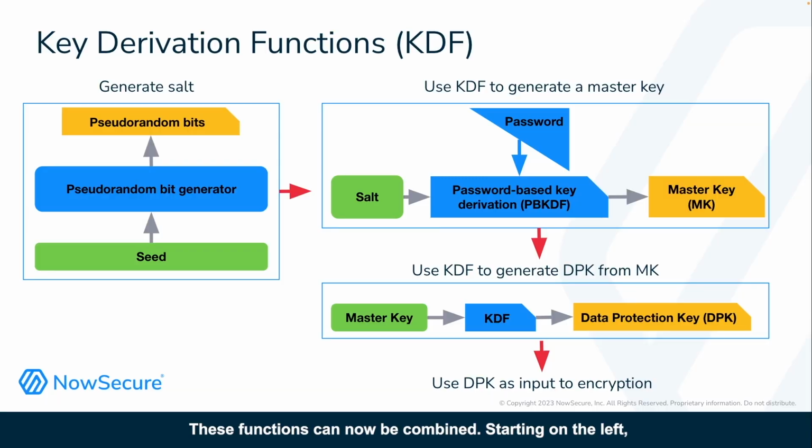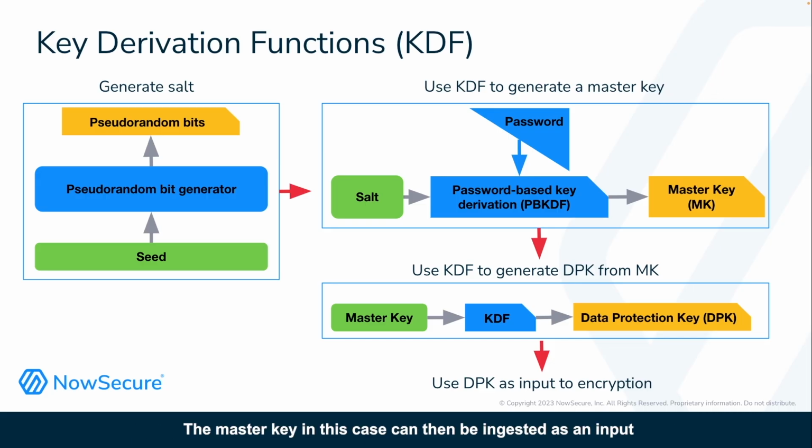These functions can now be combined. Starting on the left, we see that encryption needs to be random, so we need a pseudo-random generator. For that to happen, we need some seed. We would generate the seed over a random number, and we call that a salt value. The salt value is ingested into a key derivation function, or KDF. The key derivation function would use something random, in this case the salt value, together with something you know, the passport, to generate a master key.